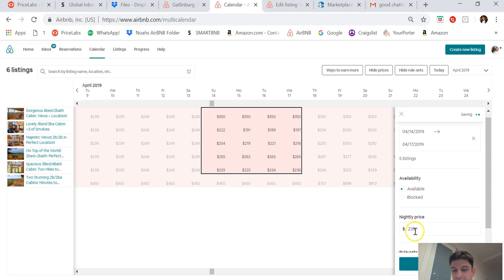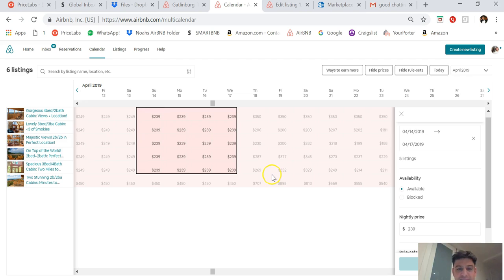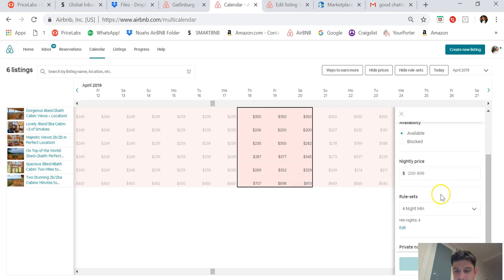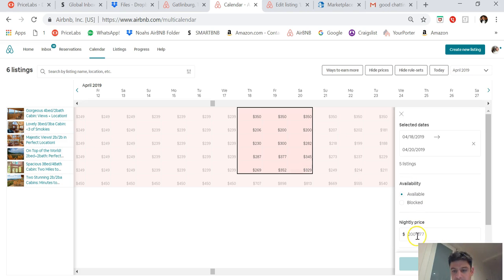The reason I ended in 9, not like 240, is because psychologically, if you have like 240, it just seems a little bit more than 239. It's just a psychological thing. So I do that. I'm not sure that I do. 4-night min, we're good there. Price is too high.